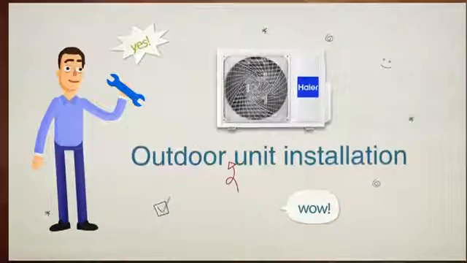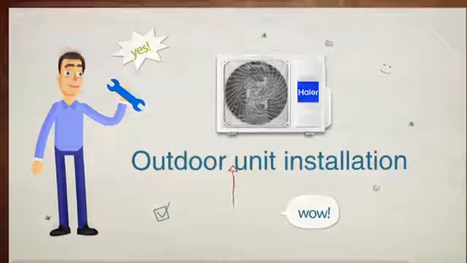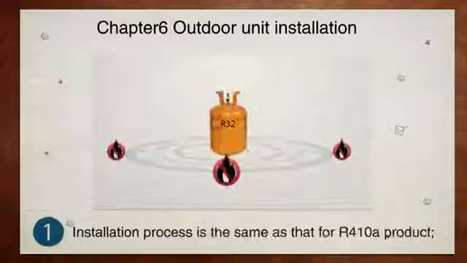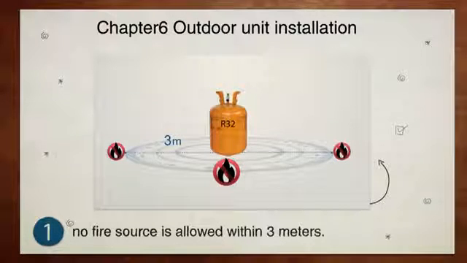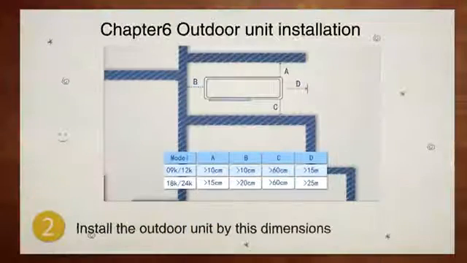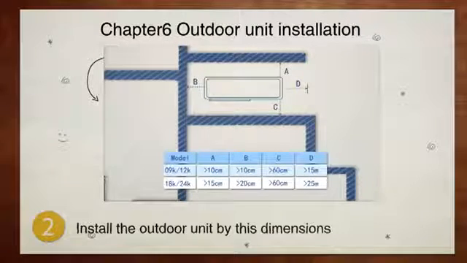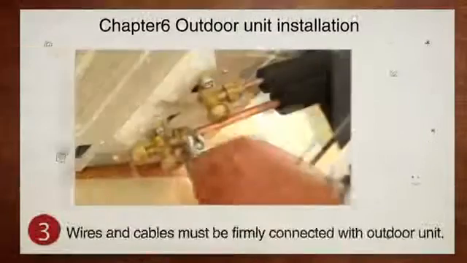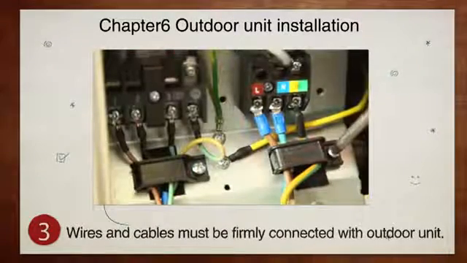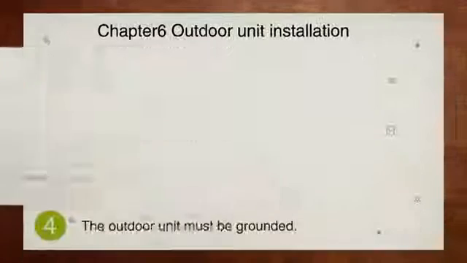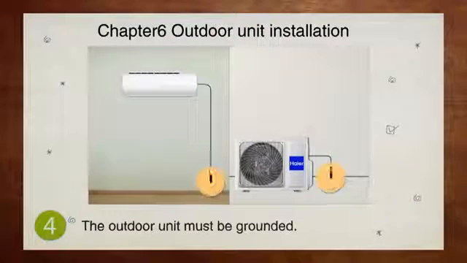Chapter 6. Outdoor unit installation. Number 1. Installation process is the same as that for R410A product. No fire source is allowed within 3 meters. Number 2. Install the outdoor unit by 2 dimensions. Number 3. Wires and cables must be firmly connected with outdoor unit. Number 4. The outdoor unit must be grounded.